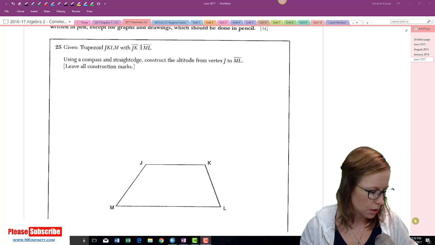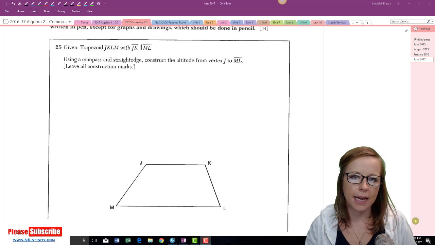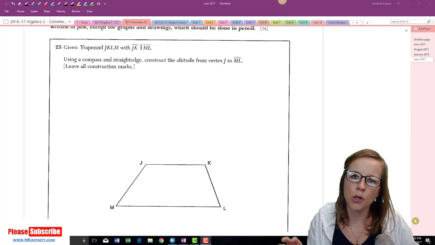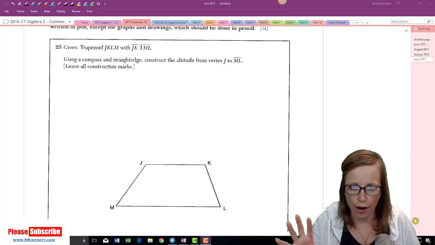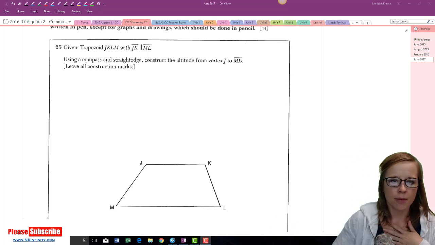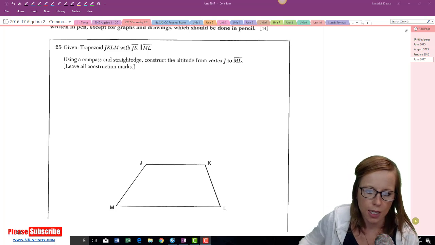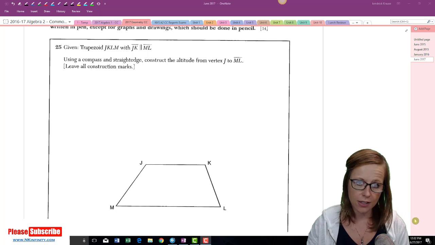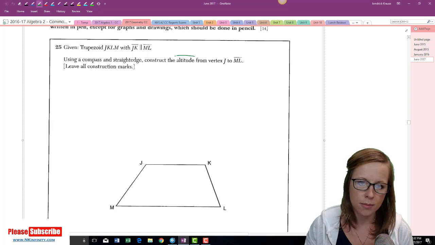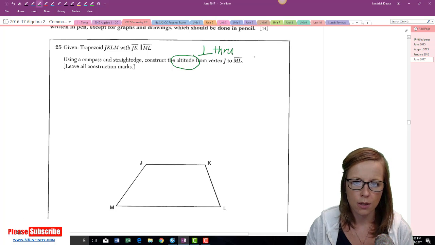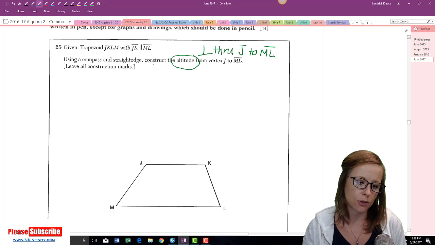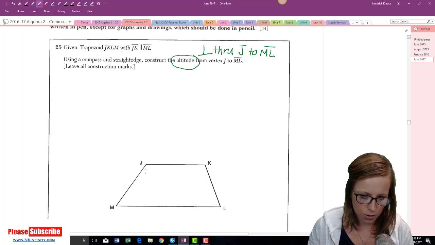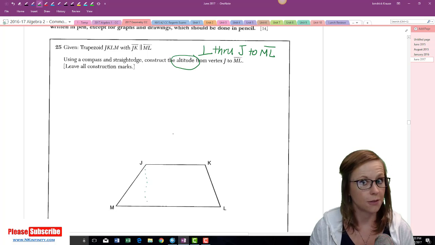All right, so as you know, I don't have a compass and straight edge on this computer, so this is kind of a rough estimate of what you should do. You're given this trapezoid, you know the two sides are parallel. It says using a compass and straight edge, construct an altitude. You have to know the definition of altitude is that it forms a perpendicular. It's perpendicular through J to ML. That's what you're trying to do. So you're trying to get like this straight line there. That was a beautiful straight line, wasn't it?